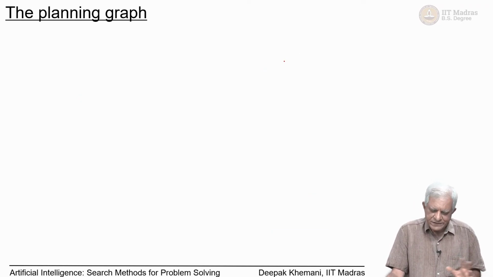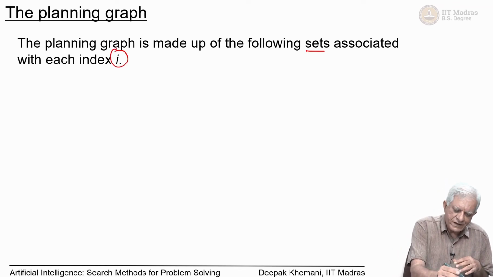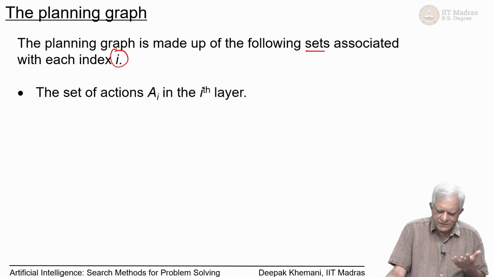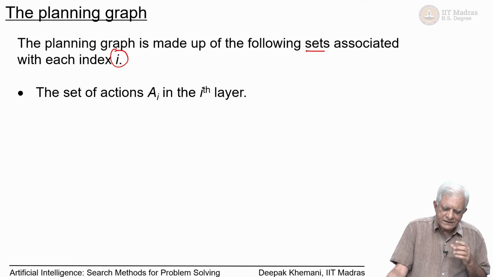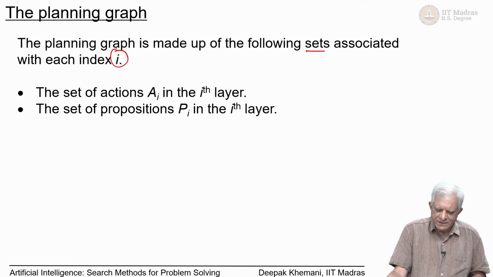So, now we can visualize the full planning graph. I think it is made up of the following sets associated with each index i. So, for every i that you can think of, the following sets of relations or propositions or actions are there. The set of actions Ai in the ith layer, so that is the action layer Ai. The set of propositions Pi in the ith layer, the proposition layer which we call Pi. Remember that Ai produces Pi. So, A1 produces P1, A2 produces P2 and so on and so forth.